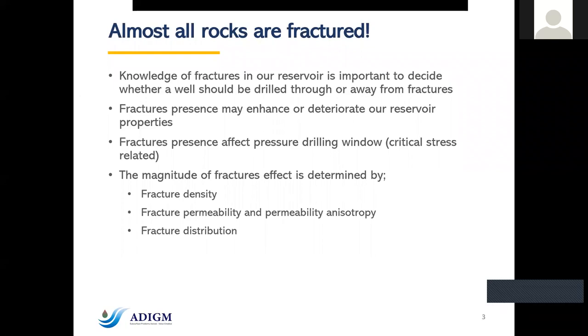The magnitude of the fracture itself is determined mainly by three points. One is the fracture density. Second is the fracture permeability and the permeability anisotropy. And the third one is the fracture distributions.